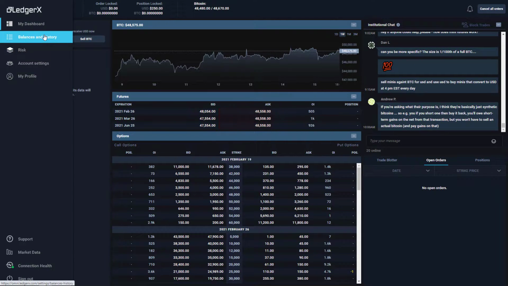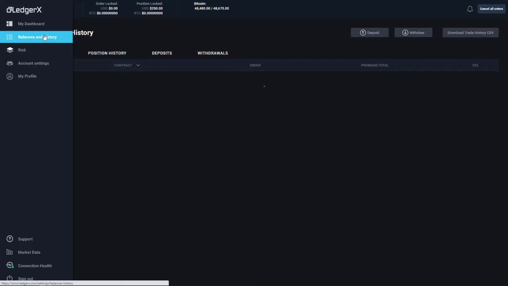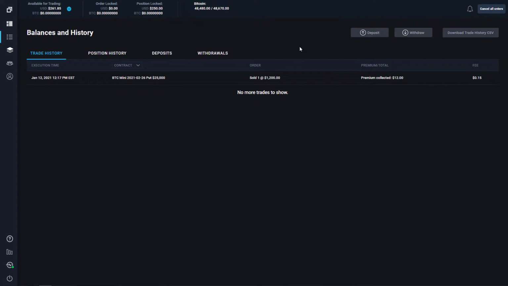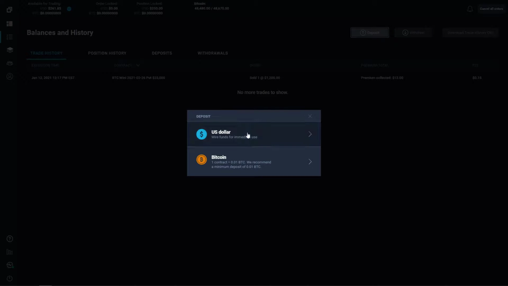Before we get going, we have to fund our account. So I'm going to go to balances and history, and this is where we can deposit funds. And there's two ways to do this. We can enter the US dollar. The problem with this is that we're going to have to wire funds in, and this might be pretty inconvenient. It certainly was for me when I did this. This is actually the simplest way to fund your account, is just to send BTC over there.